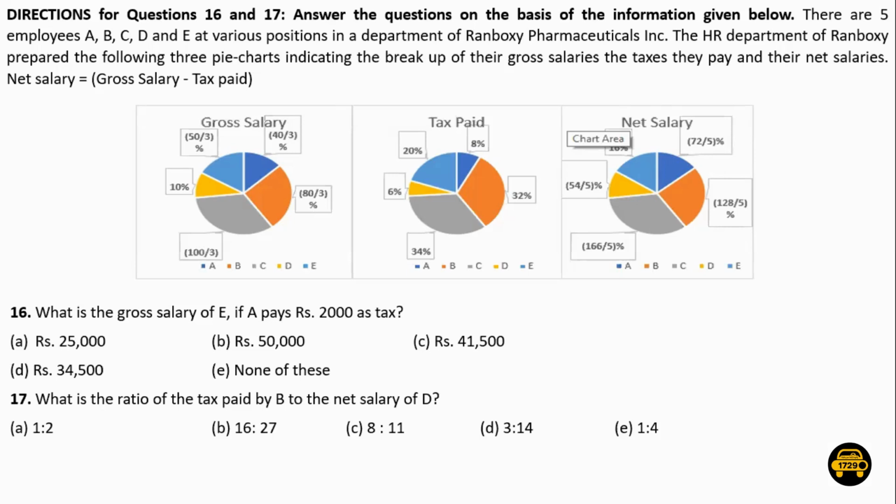So we can solve this question by different methods, but before that it's advisable to have a look at the question first, because the question will tell you how to start the approach. All right, so if you consider the first question, it says, what is the gross salary of E if A pays 2000 as tax? Now we have been given a condition that if A pays this much tax, then what will be the gross salary of E? That means we don't have any idea about the exact gross salary, tax paid, or net salary of either A or B or C or D or E or anyone. And we don't even know the total gross salary, total tax paid, or total net salary, right?